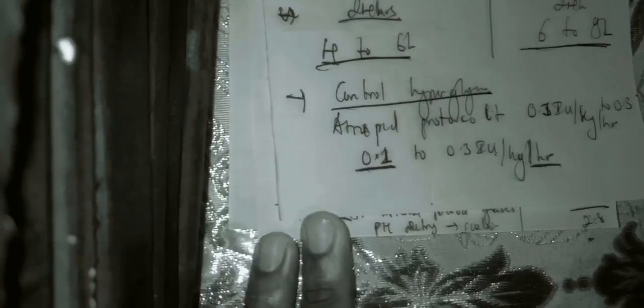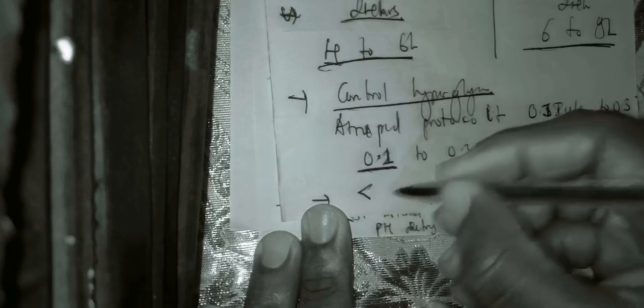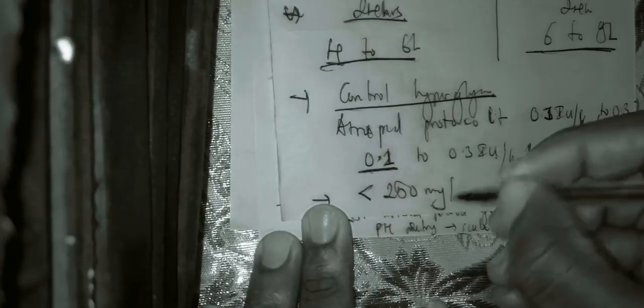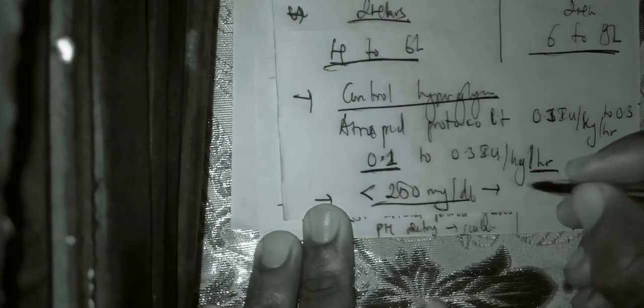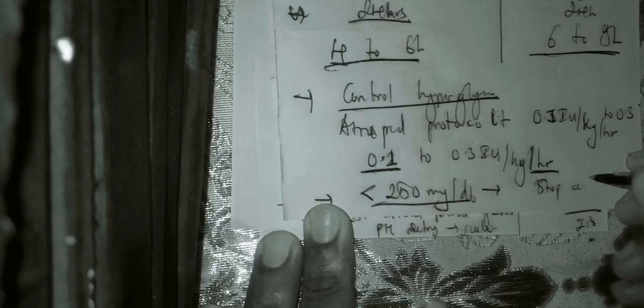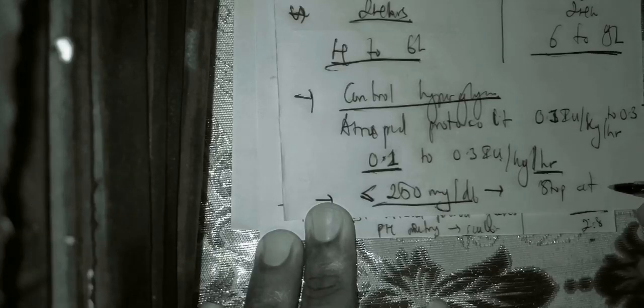Now you have to make sure that every time you are below 250 milligram per deciliter, you don't give ATRAPID again. When you are less than or equal to 250 milligram per deciliter, you stop ATRAPID, the fast acting insulin. Now you give the lente insulin.